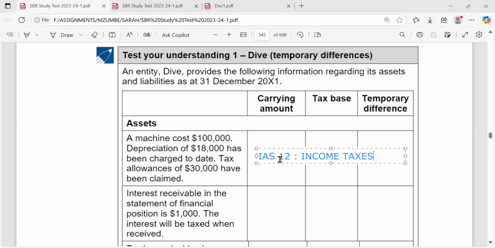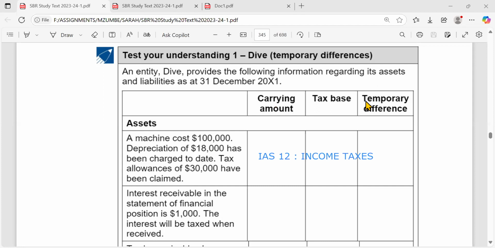We had spoken of temporary differences, and now we have to go through an example explaining temporary differences in Test Understanding number one, just like you see it here. Now let's read the question. It says, an entity, Dive, provides the following information regarding its assets and liabilities as at 31st December 20x1. So you have the assets, the carrying amount, the tax base and the temporary difference.